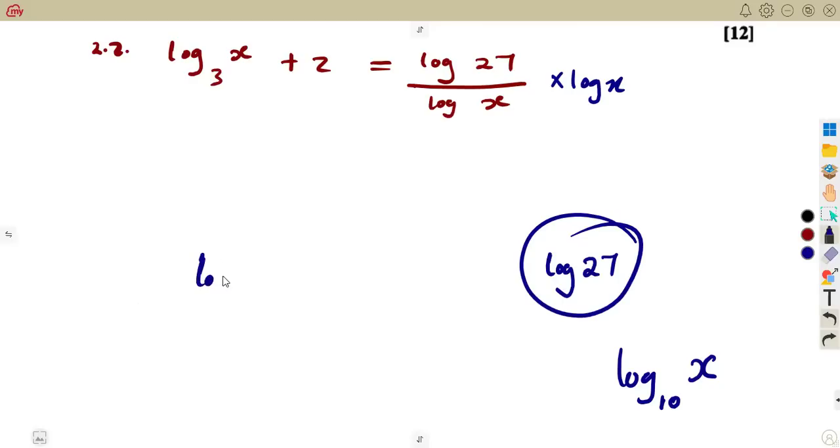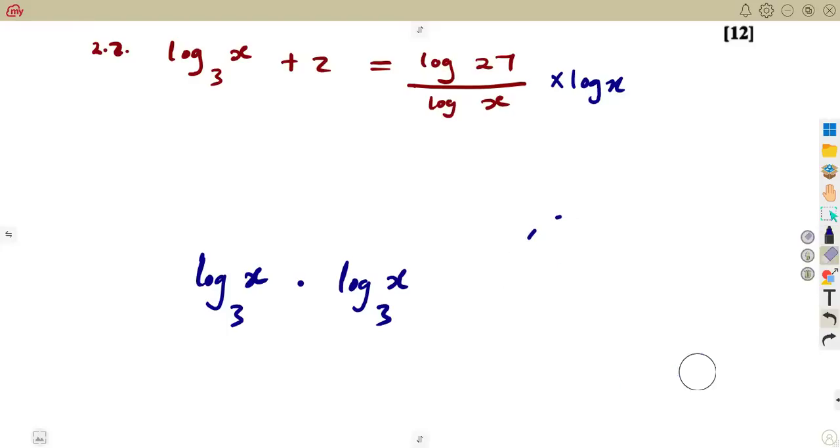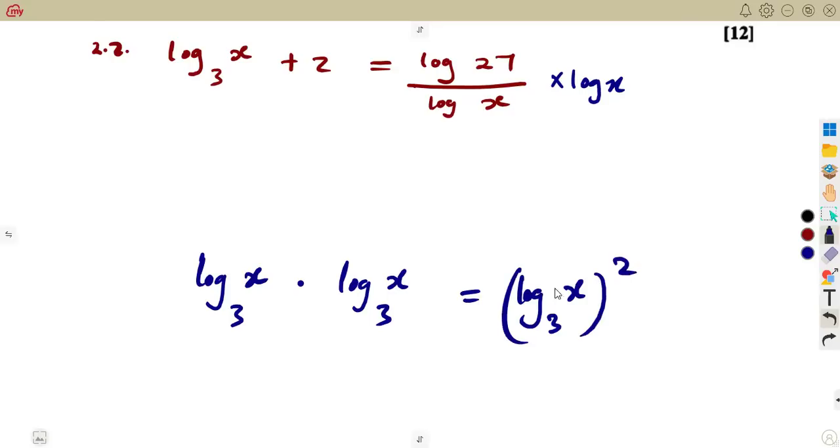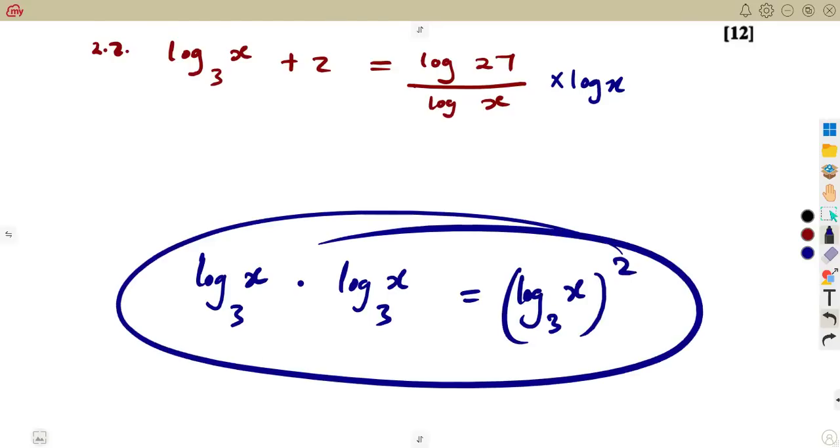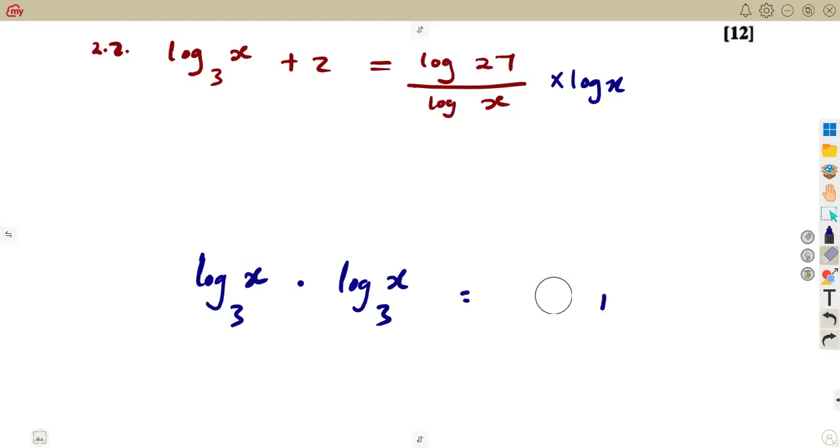The only thing that you can do is maybe you're multiplying log x base 3 times log x base 3. You can simply just write it as a square. There's no law again, but you can just write it like log x base 3 squared. At least it's something that can be written in a simpler form.